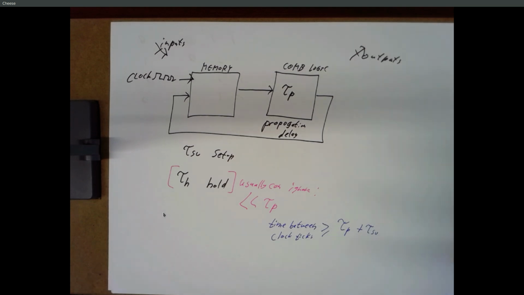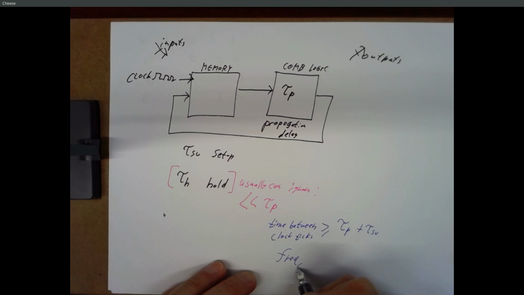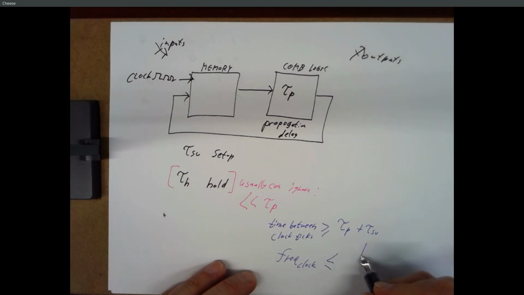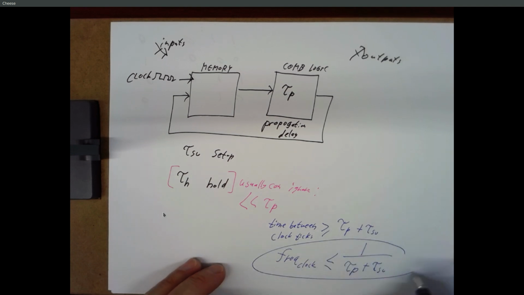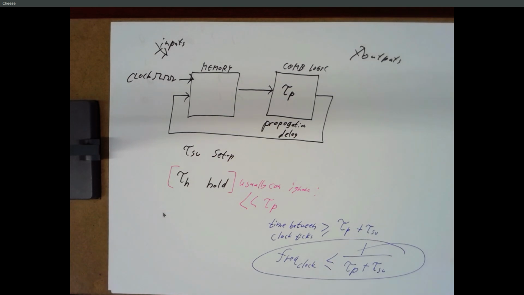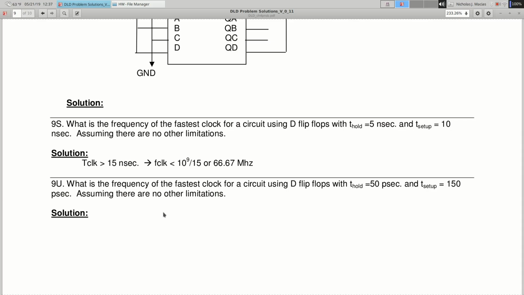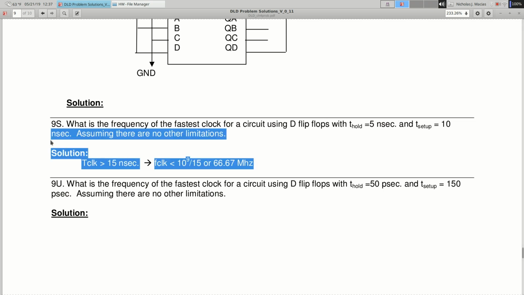So time between clock ticks and frequency of the clock, they're reciprocals of each other. Okay, so frequency of the clock has to be less than or equal to 1 over the sum of the propagation delay and the setup time. So our maximum frequency that we can run the clock at is just 1 over propagation delay plus the setup time. And that's all that's happening here in our one-line solution for question 9.